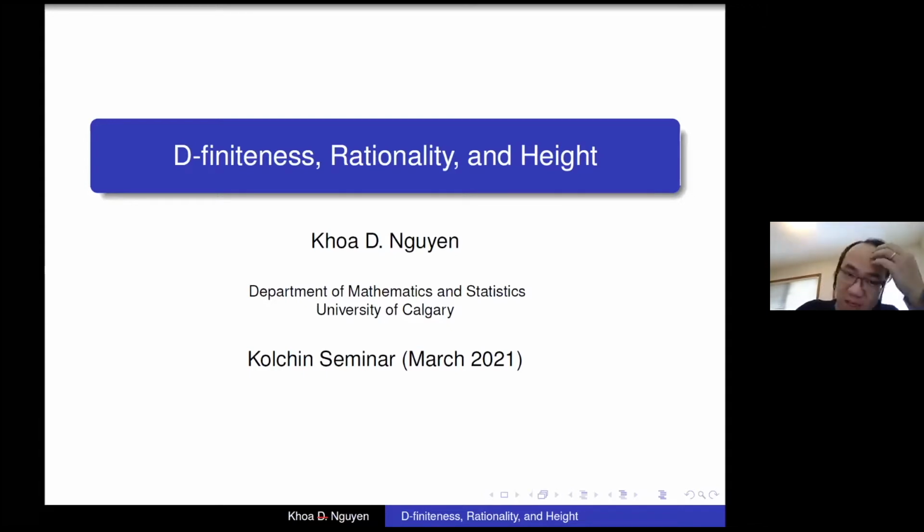So D-finiteness is a property about power series. And when you consider power series with algebraic coefficients, it turns out to have certain strong arithmetic properties. And there are some surprising related results in other areas. When you look at the result that I'm going to tell you at first, it doesn't seem that there's a surprising connection to other problems. All right, so let me start with the next slide.